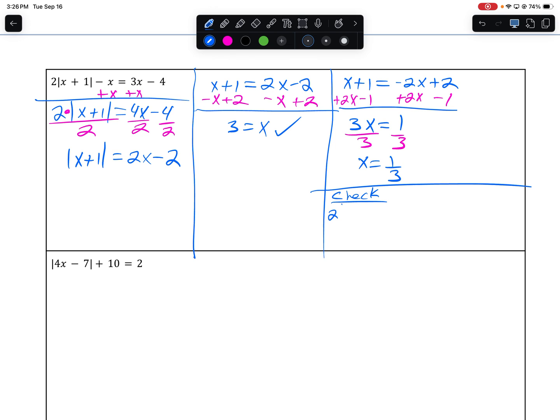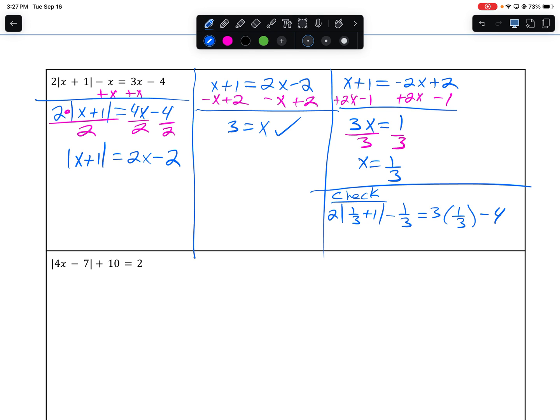So we get 2, absolute value of 1/3 plus 1, minus 1/3 equals 3 times 1/3 minus 4. I'll give you a chance to write that down. It's an irritating number of times to plug in 1/3. I fully acknowledge that. First thing we always have to do, PEMDAS, right, is we got to do what's within the grouping symbols. Absolute value is considered grouping symbols, so we got to add 1/3 and 1.